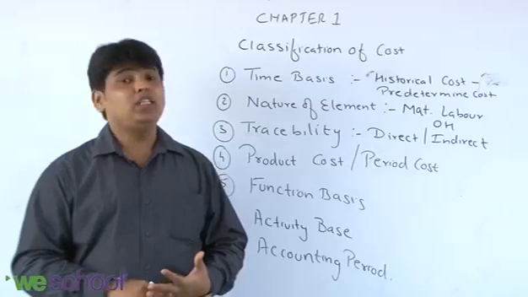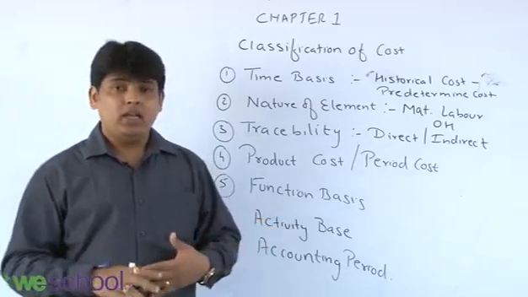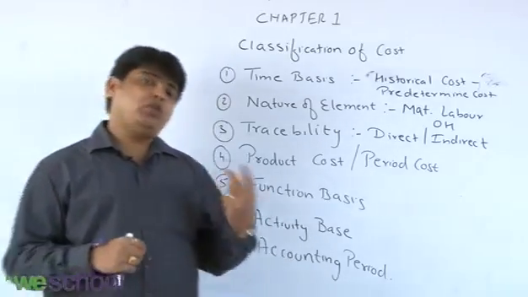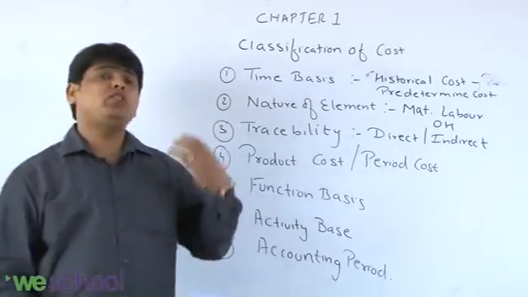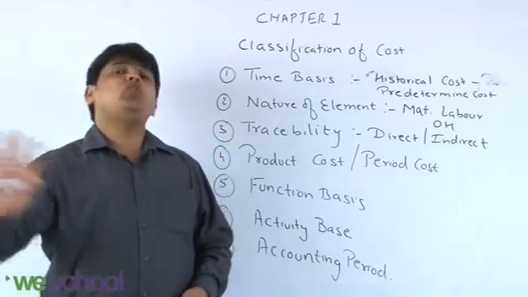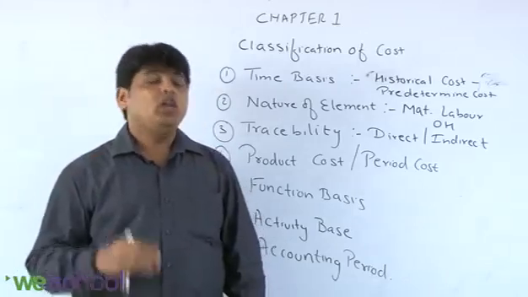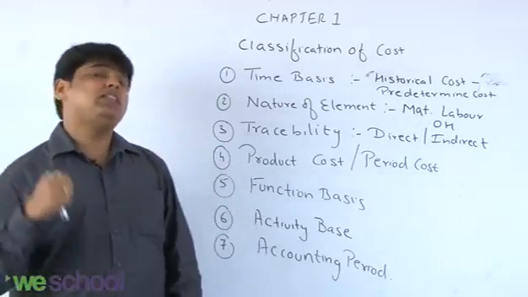No. Rent is paid on a time basis, monthly rent. It does not depend on production. If you produce 1 unit, rent will be 10,000. If you produce 2 units, rent will be 10,000. If you produce 10,000 units, rent will be 10,000 only. It will not fluctuate because it is for 1 month. So monthly rent is 10,000, monthly salary is 4,000.